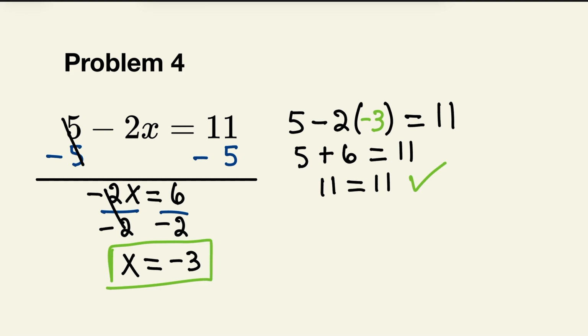So nice work today. Now you know how to solve two-step equations step by step using inverse operations.